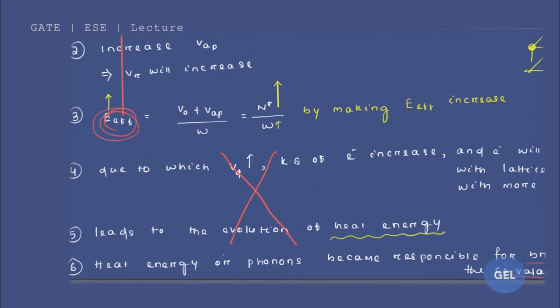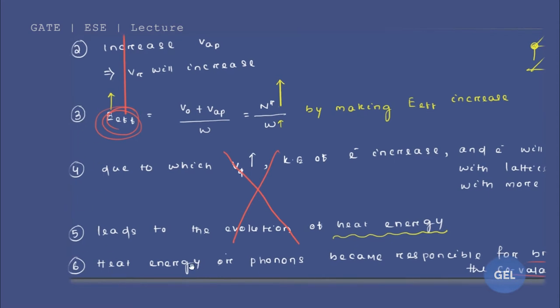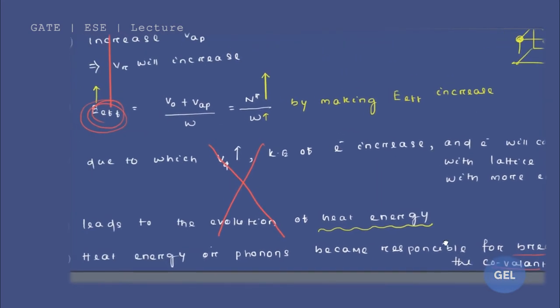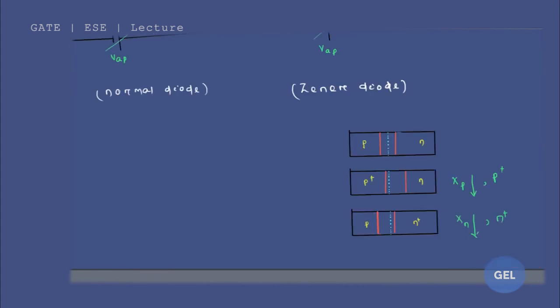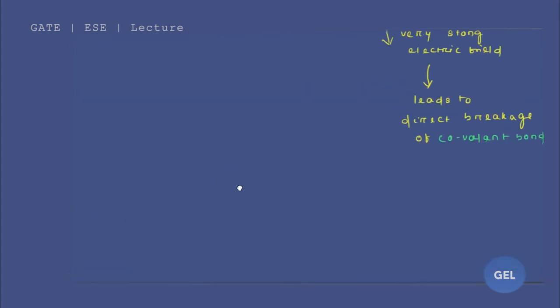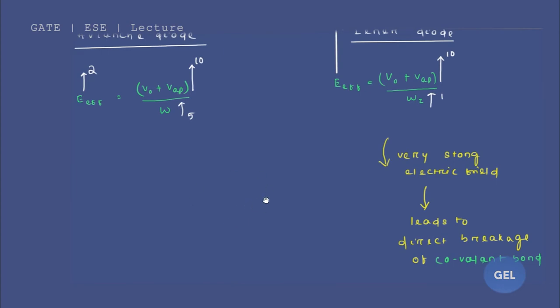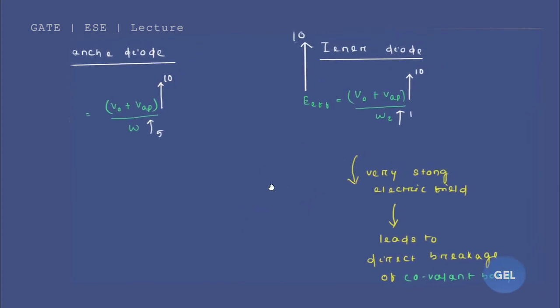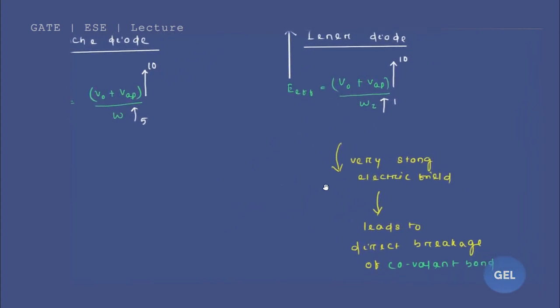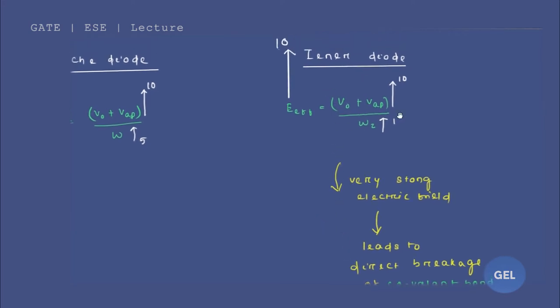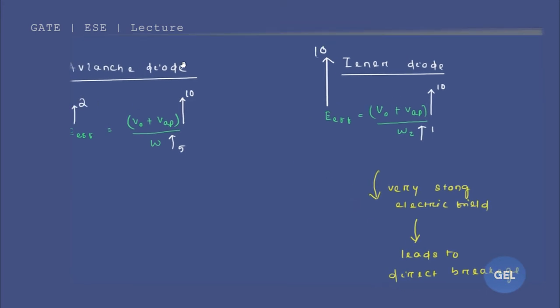In avalanche, this normally went through stages 3, 4, 5, 6, but here in the case of a Zener diode it goes directly from stage 3 to stage 6. You got this point? So do revise this point. If you couldn't understand, do rewind this video, pause this video, analyze with your friends, and understand this concept. This is a very crucial concept, okay? Now what we can say here is that a Zener diode is only dependent on a strong electric field, while an avalanche diode is dependent on thermal energy or heat energy change, okay?